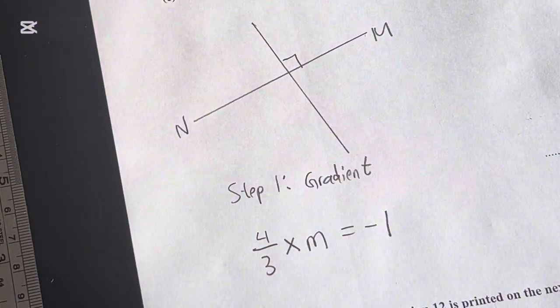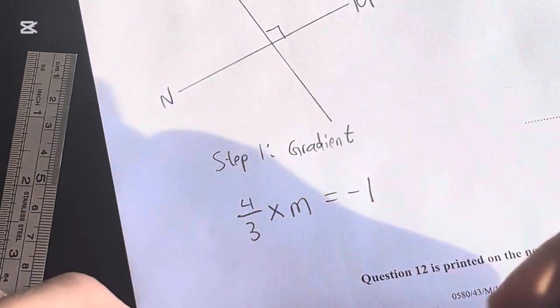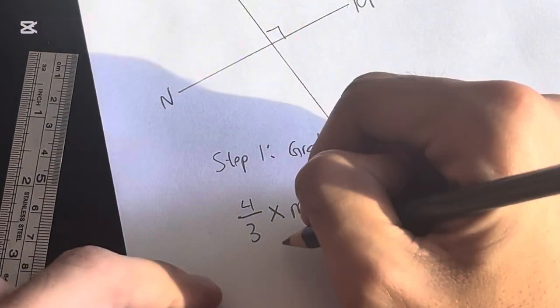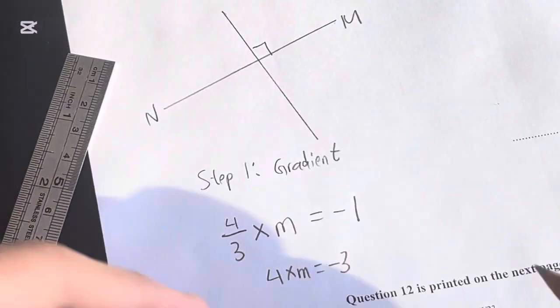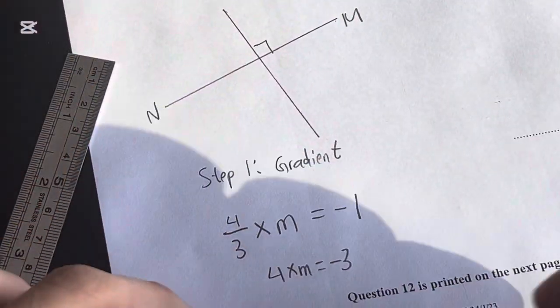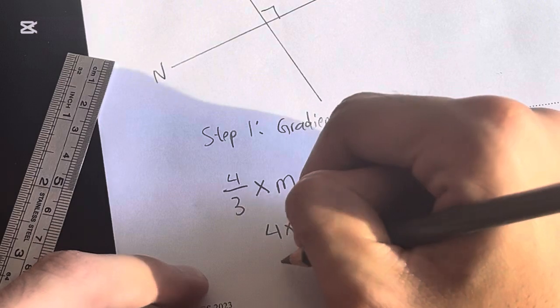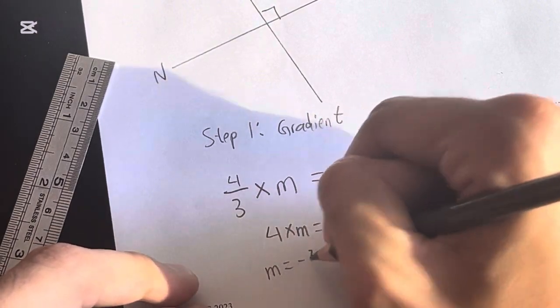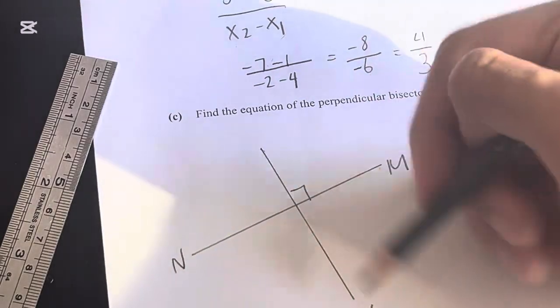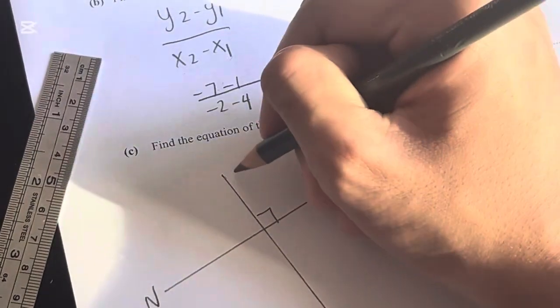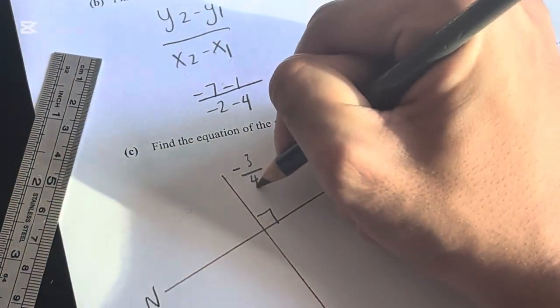So now let's work out m. So we have to multiply by 3 on both sides. So we get 4 times m equals -3, and then we just divide by 4 on both sides. So we get m equals -3/4. Now we worked out the gradient of this line, -3/4. So I'll write that over here, -3/4.